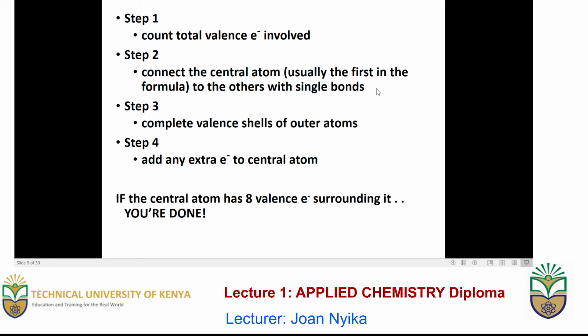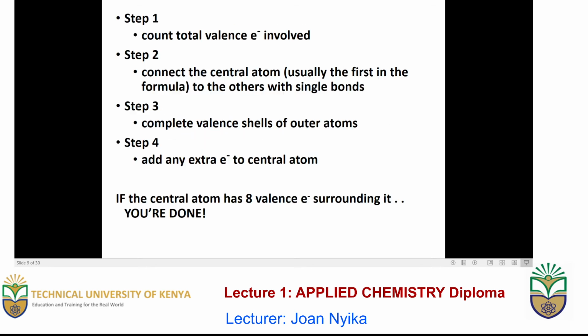That is, in the case of methane, you need to take your carbon and arrange the 4 hydrogens, and in each case put an electron. Then the next step is to complete the valence electrons of the outer shell. You need to check, are they 8 already? If not, you need to add the extra electrons to the central atom. That means you have to increase the bonding from a single to a double or a triple bond. If the central atom has 8 electrons surrounding it, then you are done.